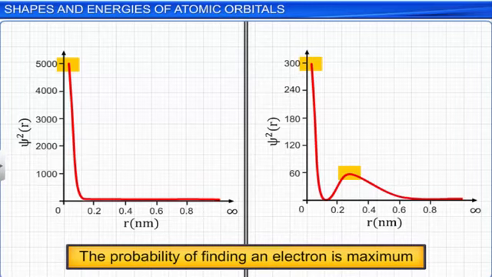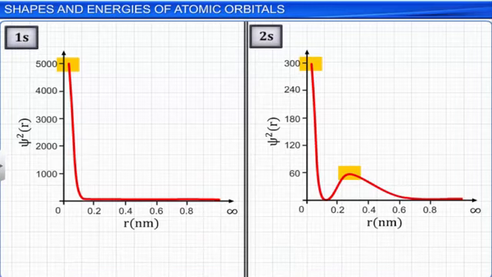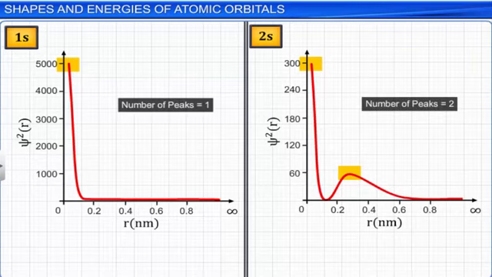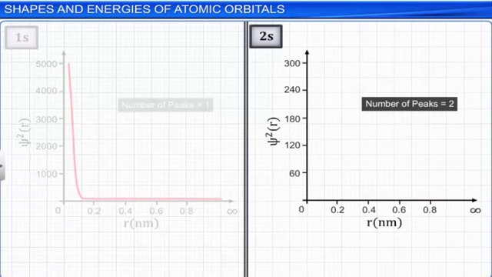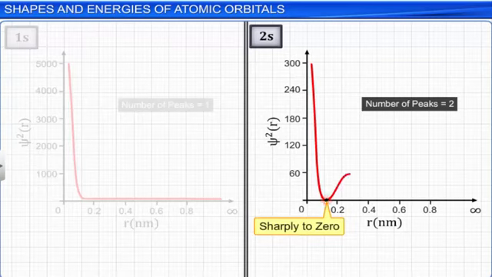For s orbitals, the number of peaks obtained in the plots is equal to the n value. Hence, for 1s and 2s orbitals, the number of peaks obtained are 1 and 2 respectively. For the 1s orbital, the probability density is found to be maximum in the vicinity of the nucleus and decreases sharply as the distance from the nucleus increases. On the contrary, for the 2s orbital, the probability density first decreases sharply to 0 and then increases to reach a small maximum before it drops again to 0 with the increasing value of the radius.